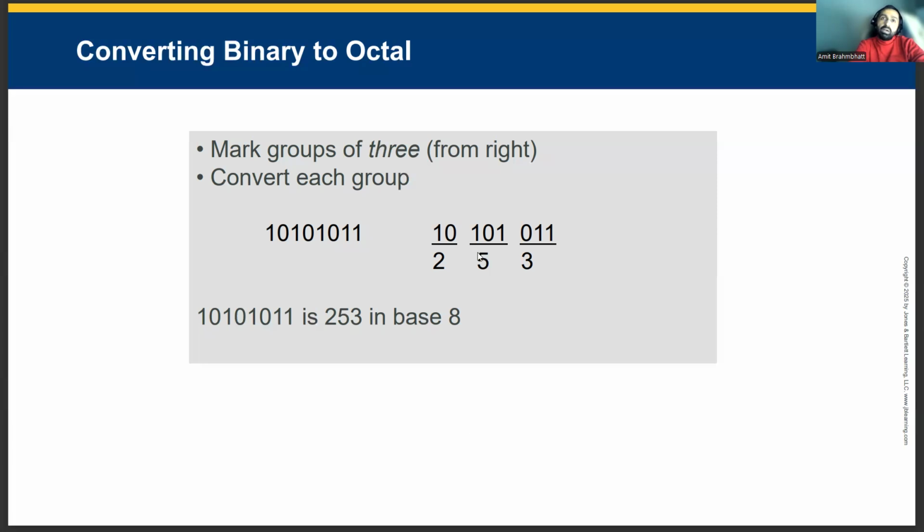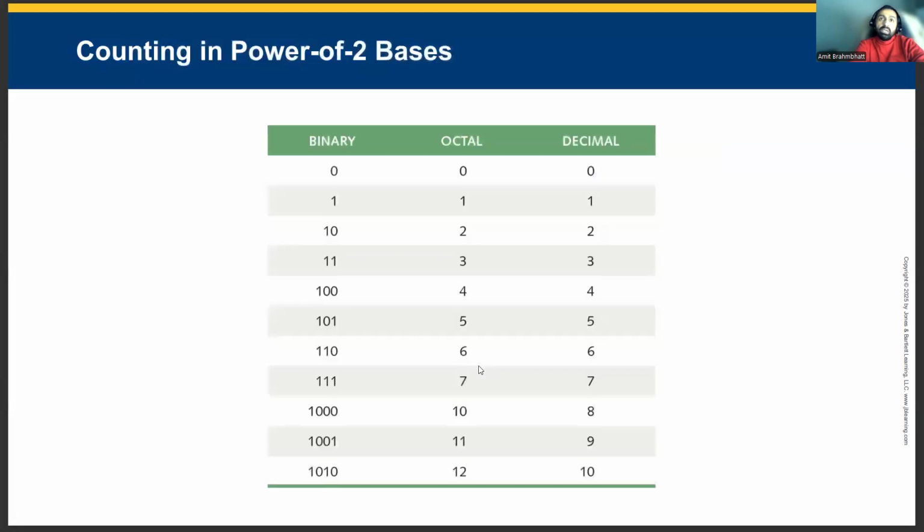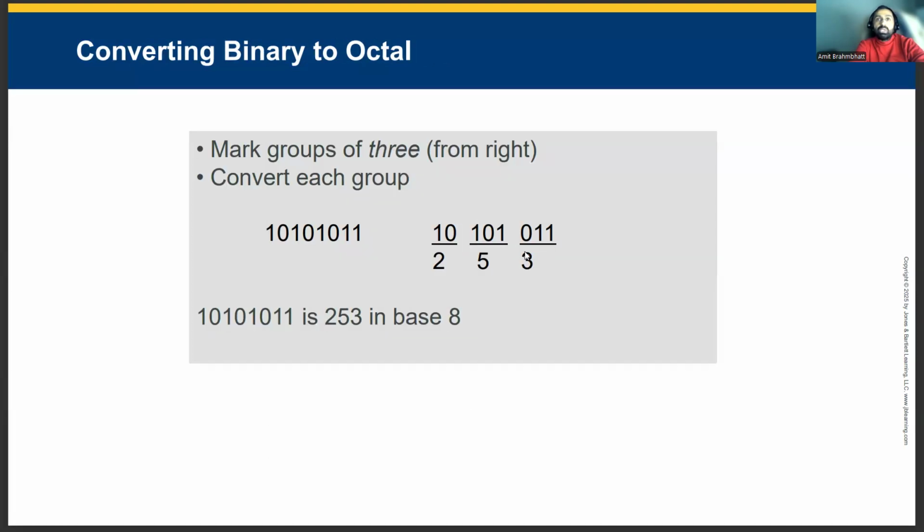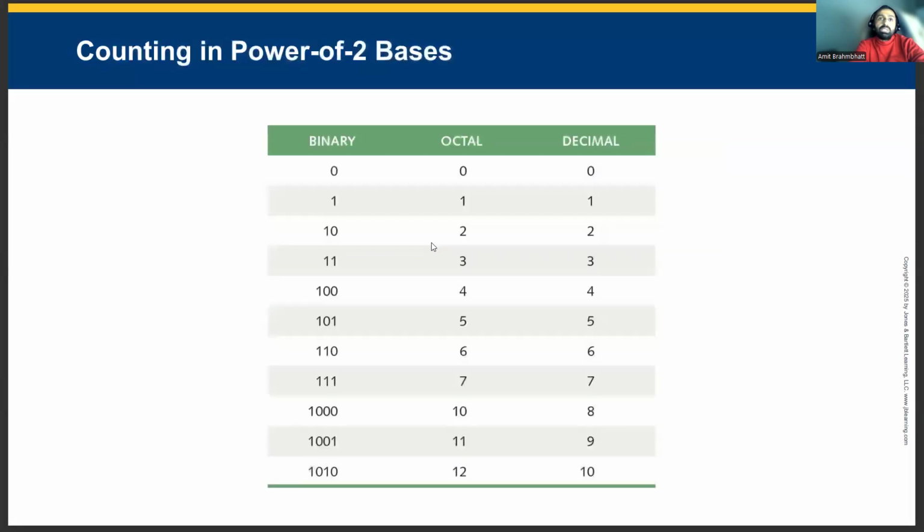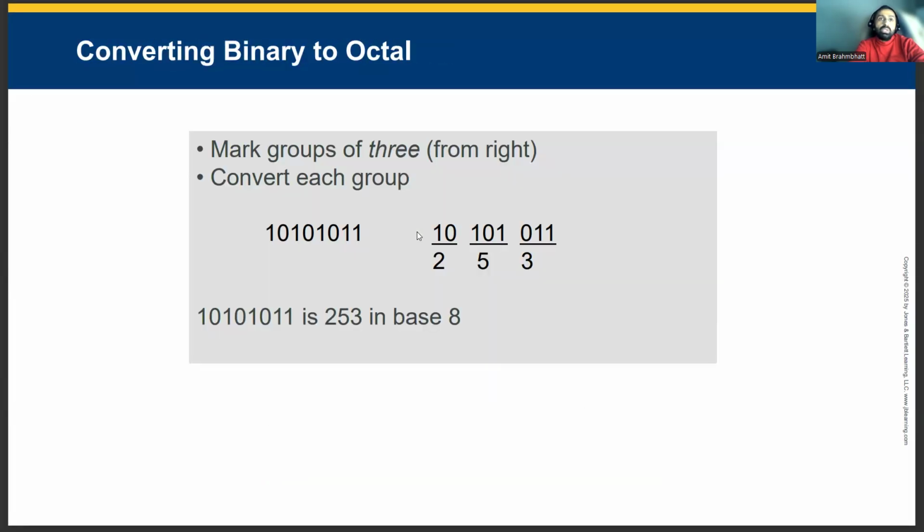So basically, when we look at these groups, 0, 1, 1, 1, 0, 1, we can look at the previous slide and find out what 0, 1, 1 is and 1, 0, 1 is, which is 3 and 5. So you can see 0, 1, 1 is 3, 1, 0, 1 is 5, and 0, 1, 0 is 2. And that gives us the 253 in base 8.